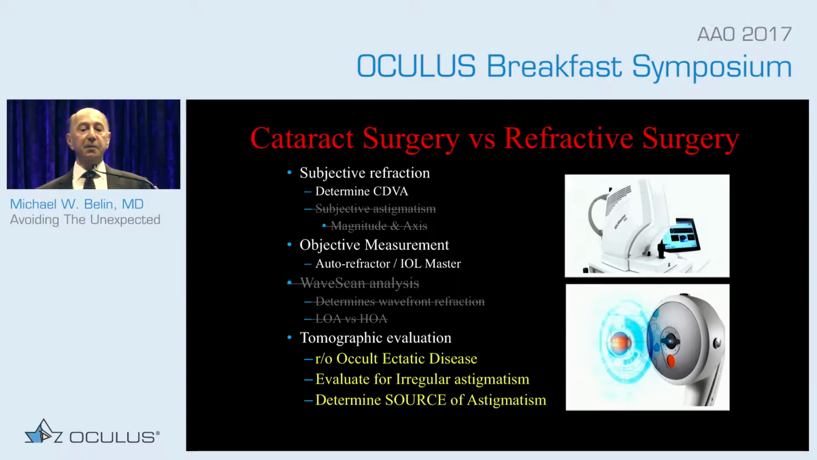You do an objective measurement, and that can be an autorefractor, IOL Master, you can hear about the Pentacam AXL, but you do a tomographic evaluation, and that is, again, similar for refractive surgery. You want to rule out occult disease. You want to examine for irregular astigmatism, but more so, it's important here to determine the source of the astigmatism, and that's very different than what we need to do for refractive surgery.